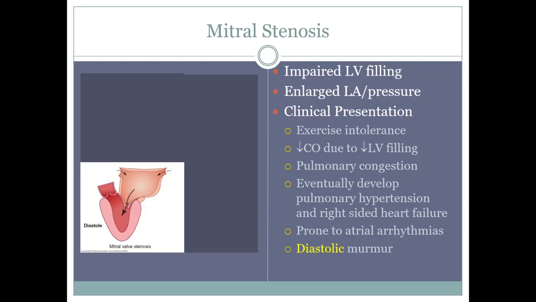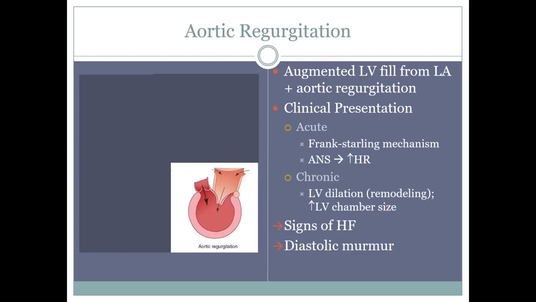But since this occurs during diastole, the filling phase of the heart, this is a murmur that you will hear during the diastolic phase, and therefore it's called the diastolic murmur. Aortic regurgitation, so in other words, now we have blood coming back where it's not supposed to come back from.